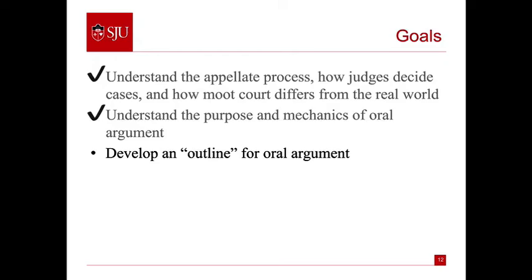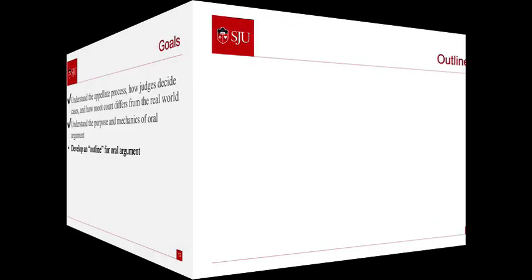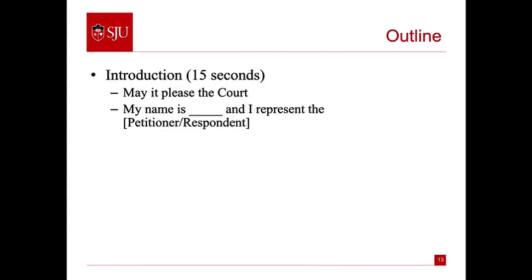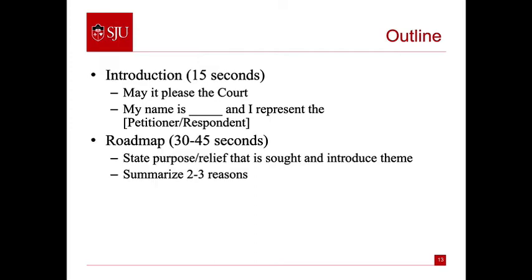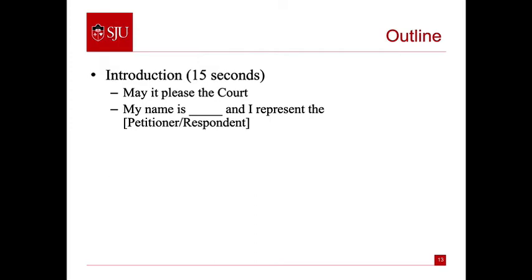So let's talk about the actual outline for your oral argument. What you want to do is begin with a 15-second introduction. You're going to begin with, "May it please the court. My name is," fill in your name, "and I represent the petitioner or the respondent." This is also where you would identify, if you are P1 or R1, what issue you're addressing and which issue your co-counsel is addressing.